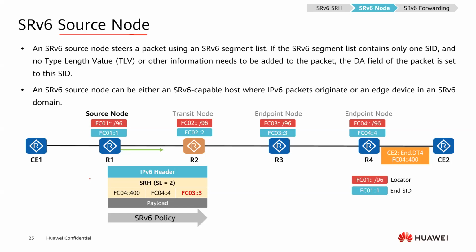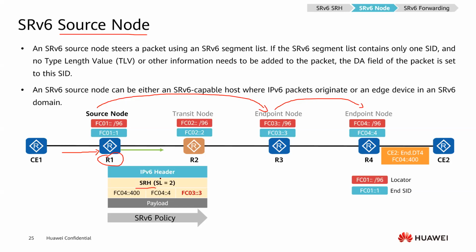Sorry, SRv6 can actually carry an IPv4 packet, so I should not say that. The source node is where you add the SRH header. So here, let's assume R1, and the forwarding path goes from here to here to here. Since R1 is a source node, when the traffic comes into R1, R1 will give this packet an SRH header. It looks like this.